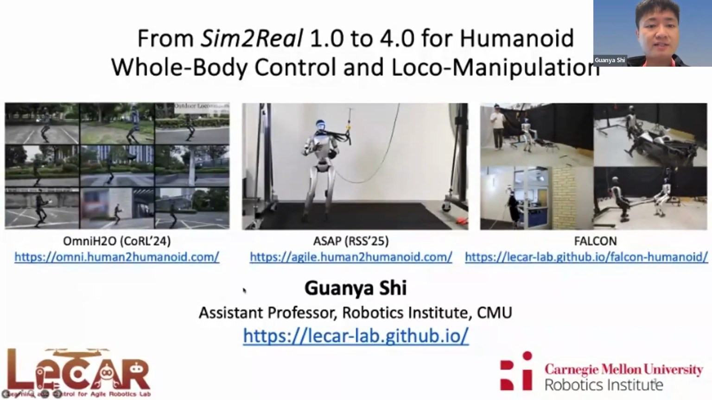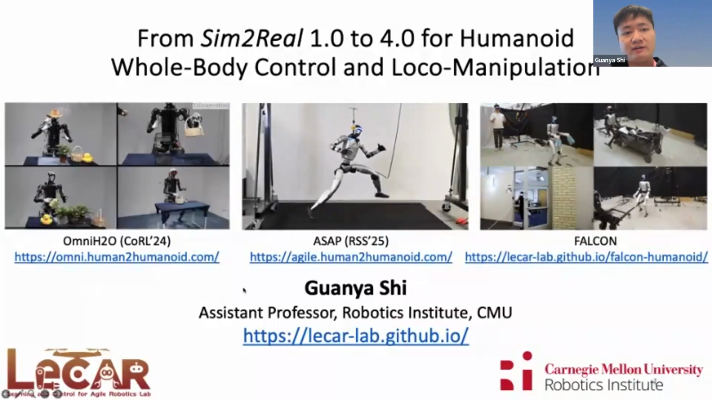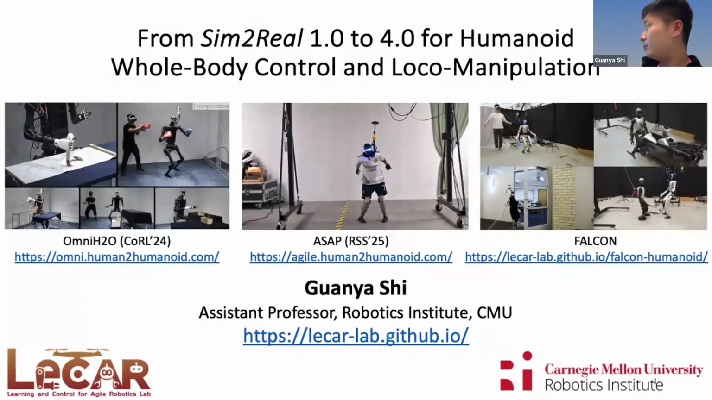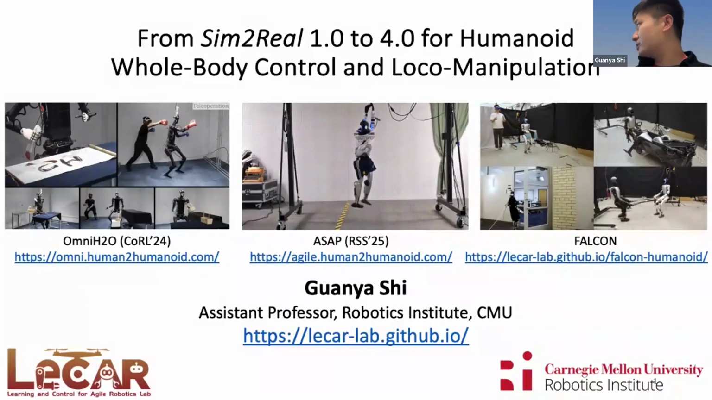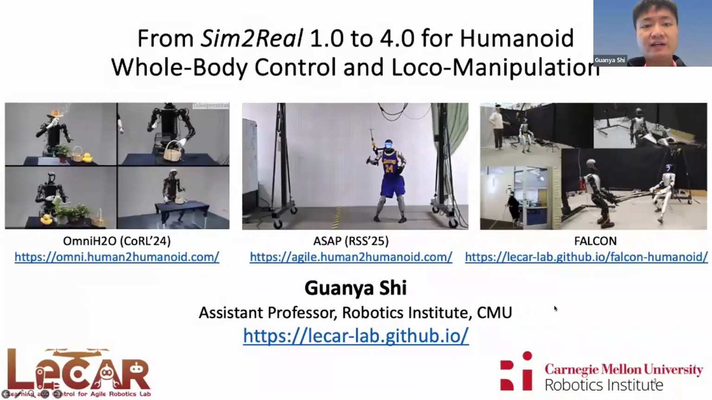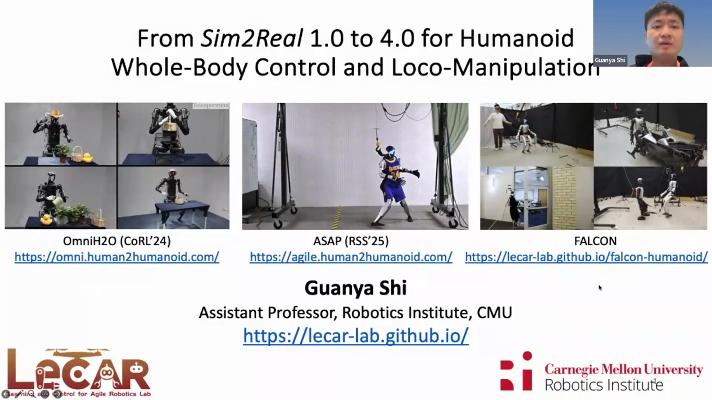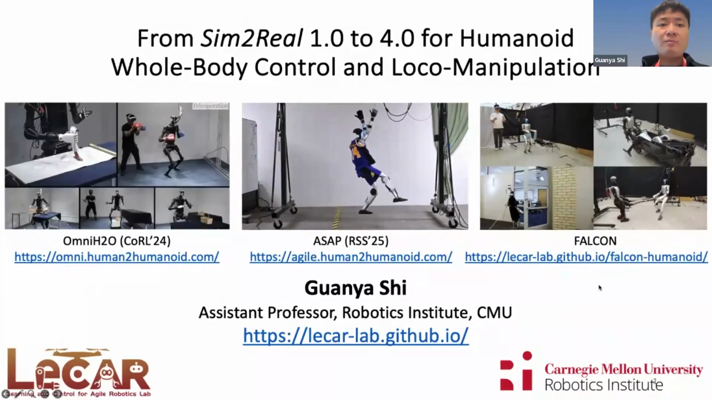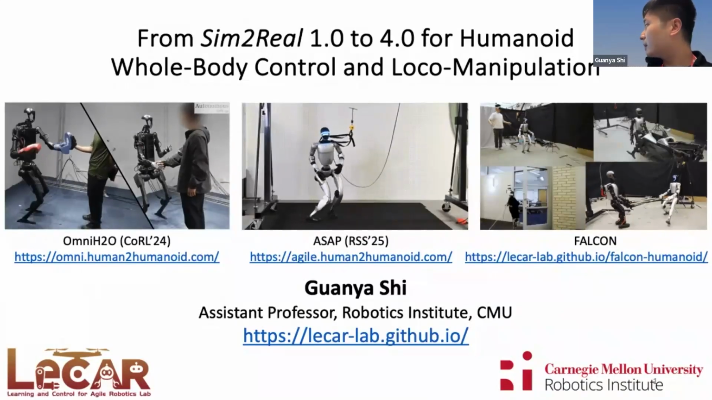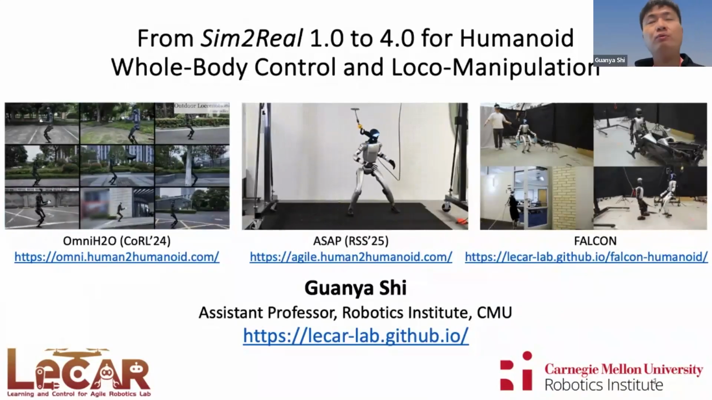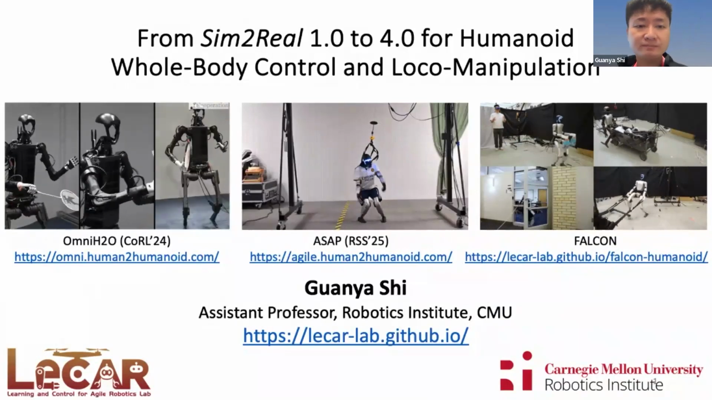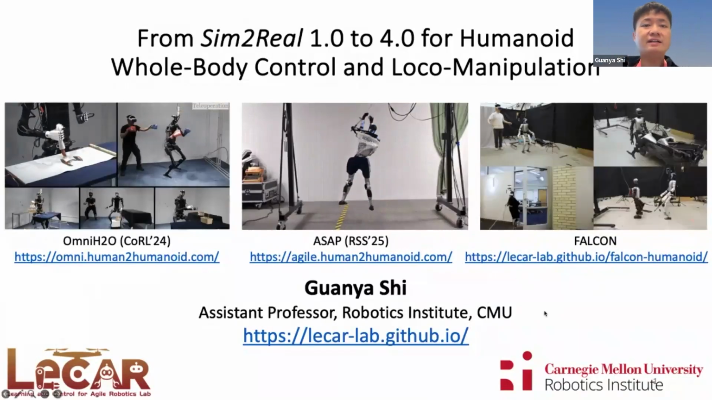And the second work is called ASAP. It's a very agile whole body control framework that can replicate very agile human motions like what you saw in this video. And the third work is called FALCON, a humanoid object interaction local manipulation framework. In this video, the humanoid can open a heavy door, pull a heavy cart, and interact with human, interact with another humanoid. Okay, let's get started.